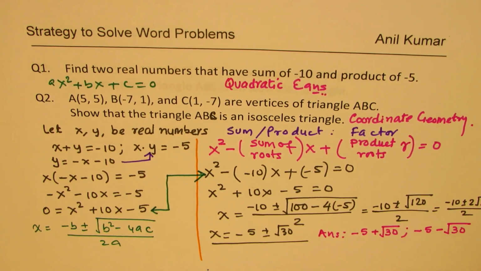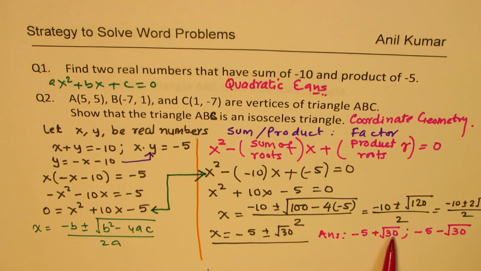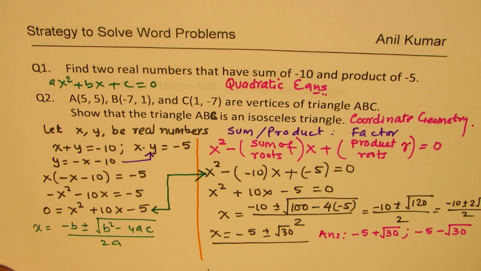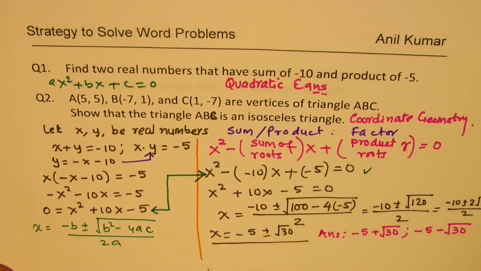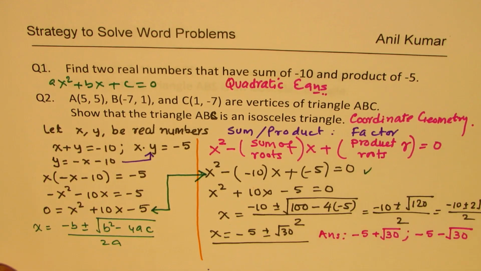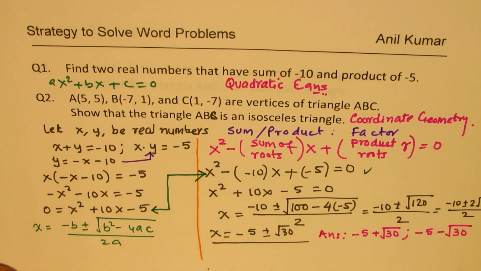Clear? You can always test it out. When you add them, you get twice minus 5, which is minus 10, and the product will be, since this is negative, a square minus b square, so you get minus 5. Is that clear? So those of you who actually adopted this method would have done this question in much less time, and that is kind of important.